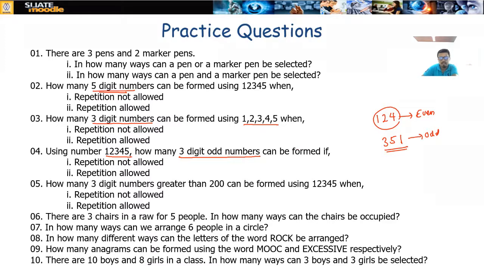3-digit odd numbers. How many 3-digit odd numbers can we form like this? If the repetition is not allowed and if the repetition is allowed. Part 1, if the repetition is not allowed, how many? You find the answer first for question number 4.